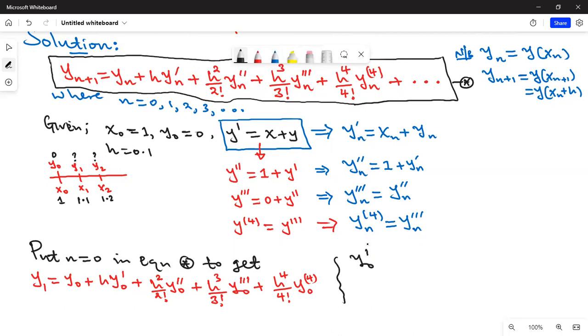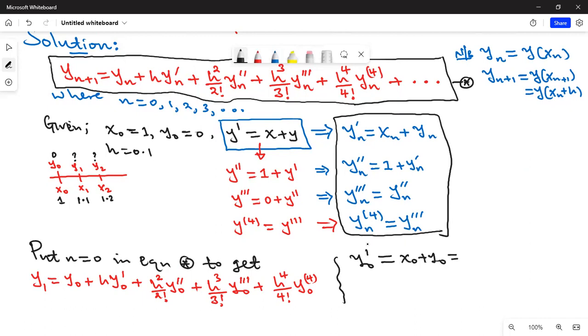Y naught prime, from these derivatives, we get them from here. Let me bracket these ones. From there, y naught prime is the same as x naught plus y naught. Our x naught is 1, our y naught is 0, so the result there is 1.